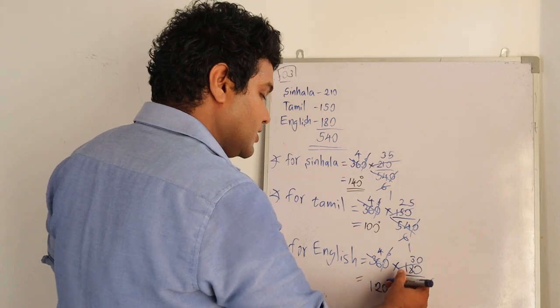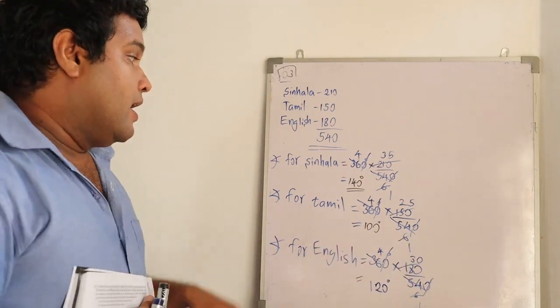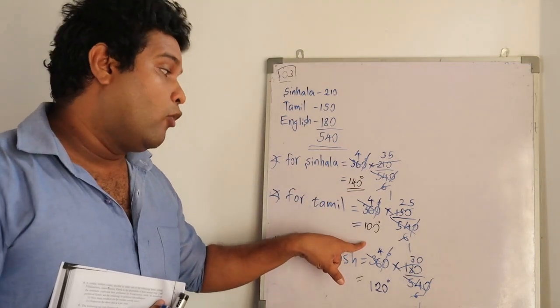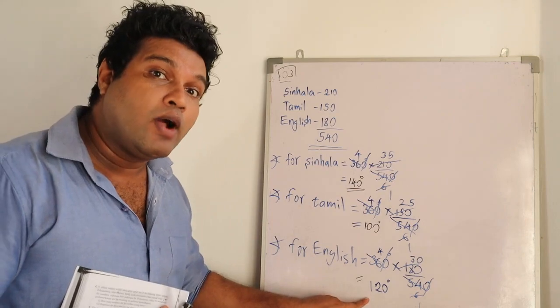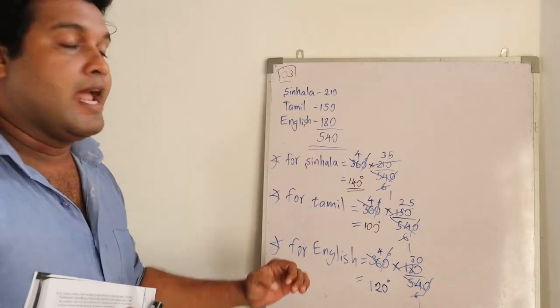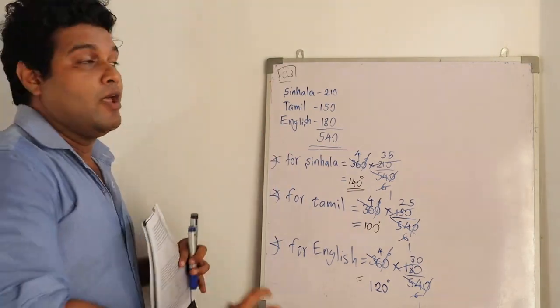At the end of these three answers, we can check whether the three angles are okay, because 140, 240, and this 120, 360. The sum of these three angles is also 360. That means the answers we got are correct.